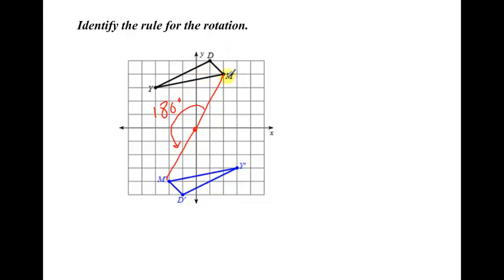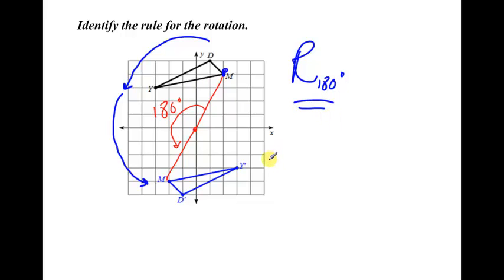Now notice something else. How many quadrants did point M pass through? It started here in quadrant 1, and it rotated through 1 quadrant, came through quadrant 2, and then it ended up down here in quadrant 3. So there's another way to take a look at it. Anyway, the rule for this rotation is a rotation, big fancy R, how many degrees? 180, and that's the way we write our rotation.